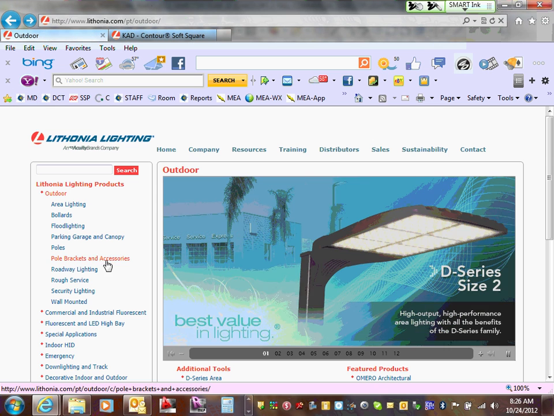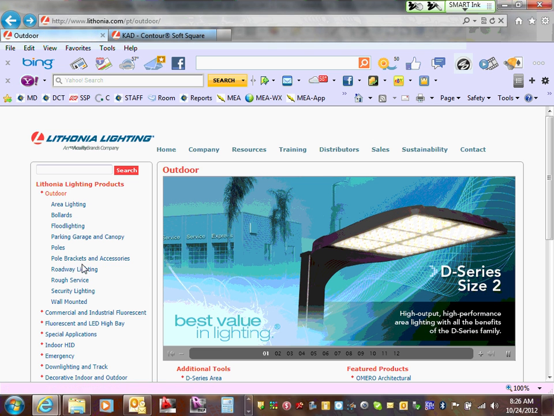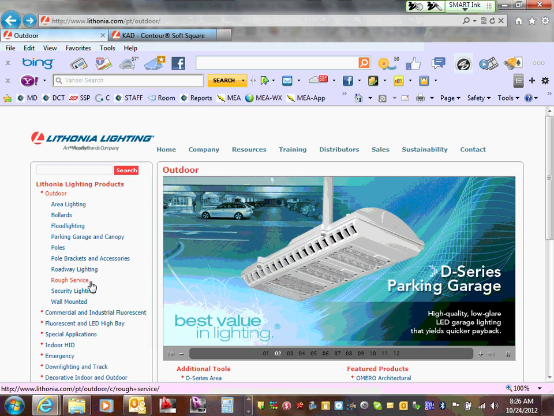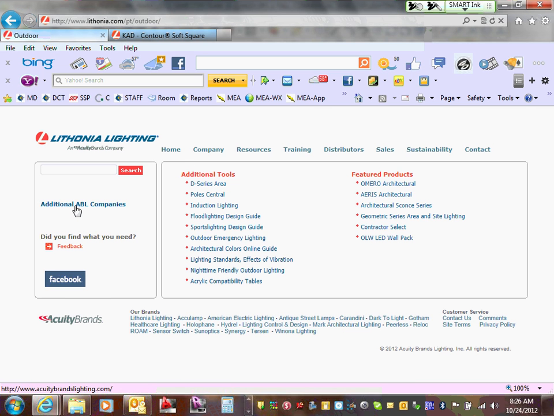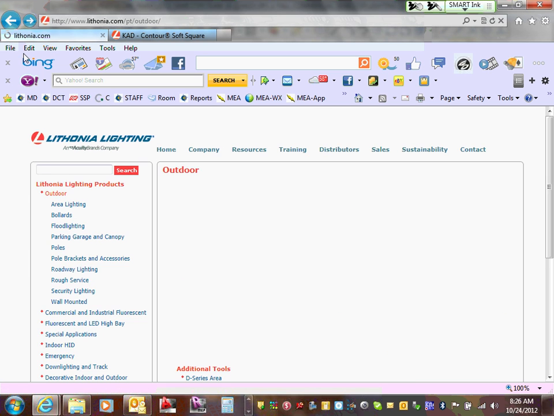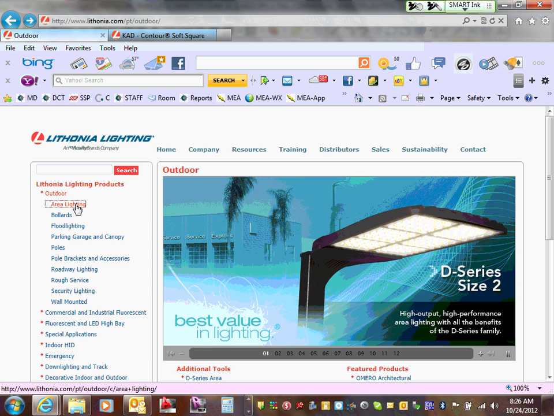Outdoor. For outdoor, I want to use parking lot, poles, parking lot and garages. I think the one that I was looking for that I found is area light. Click on area light. I don't know why it's going twice. Area light.